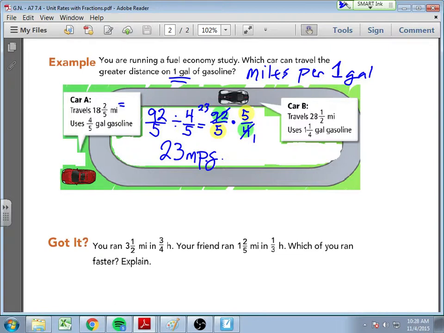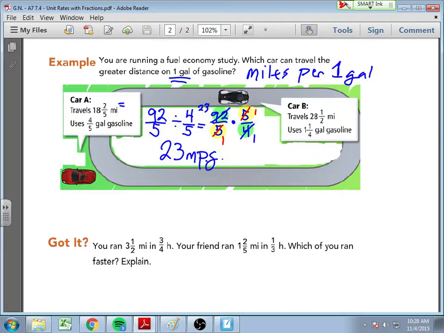Yeah, but the 5s cancel. So the 5 here becomes a 1, and the 5 there becomes a 1. The 92 was a multiple of 4, so we cross-reduced the 92 and the 4. That doesn't answer the question yet, but we're there.